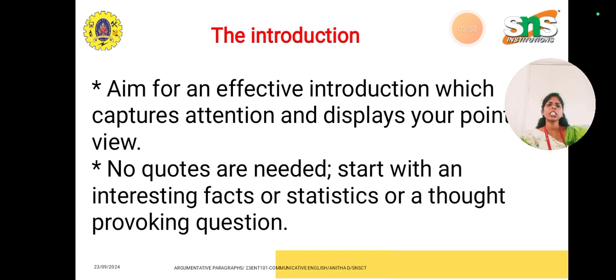So in the introduction, what are the things you can add and how will it be? Aim for an effective introduction which captures attention and displays your point of view. In this context, you won't necessarily be told to write an argument essay, but making an evidence-based argument is an essential goal of most academic writing, and this should be your default approach unless you are told otherwise. Examples of argumentative essay prompts. At the university level, all the prompts below imply an argumentative essay as the appropriate response.